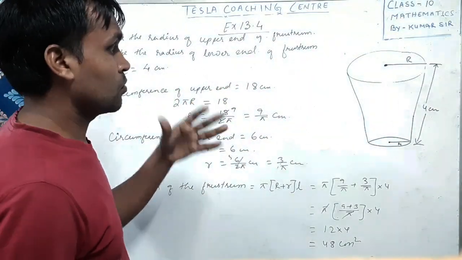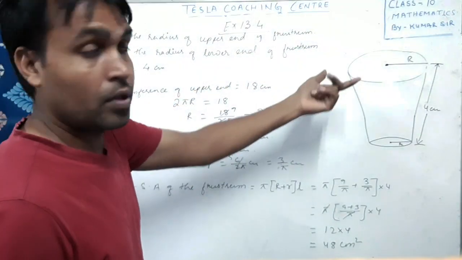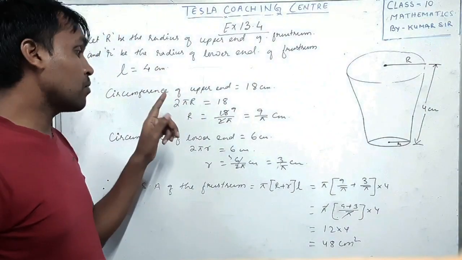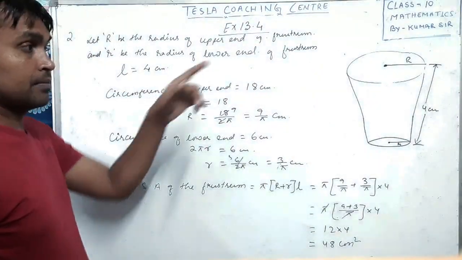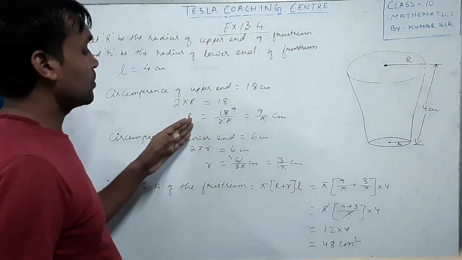Slant height l is given as 4 centimeters, so we have written 4 centimeters. Now the circumference of the upper end is already given in the question as 18 centimeters. The circumference formula is 2 pi capital R, because the radius is capital R. So 2 pi R is equal to 18, so R will be equal to 18 upon 2 pi.